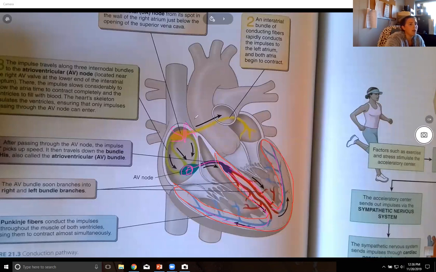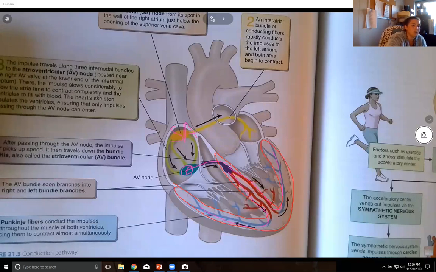So SA node, that's the pacemaker, 60 to 100 beats per minute, averaging about 75, transmit to the AV node. If for some reason the SA node is malfunctioning and it is not sending the appropriate signal, the AV node will try to compensate for that. It's going to pick up at a little bit slower pace, usually about 40 to 60 beats per minute. That's going to then transmit that signal through the bundle of His to the bundle branch and into the Purkinje fibers to stimulate contraction of the ventricles.